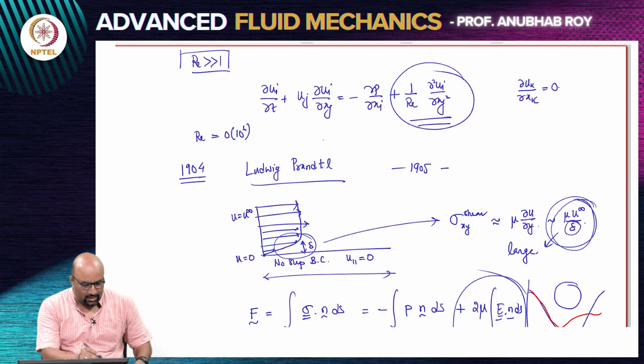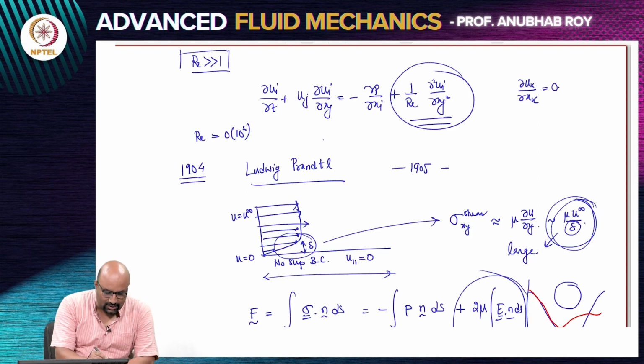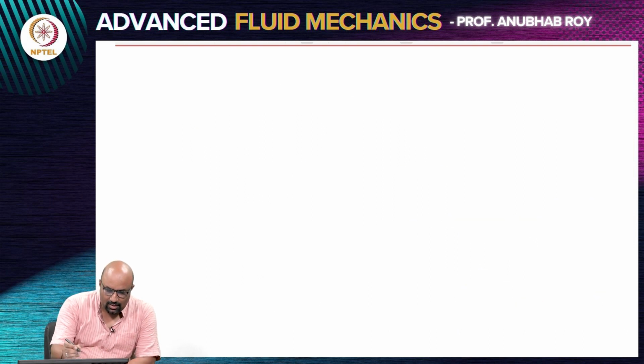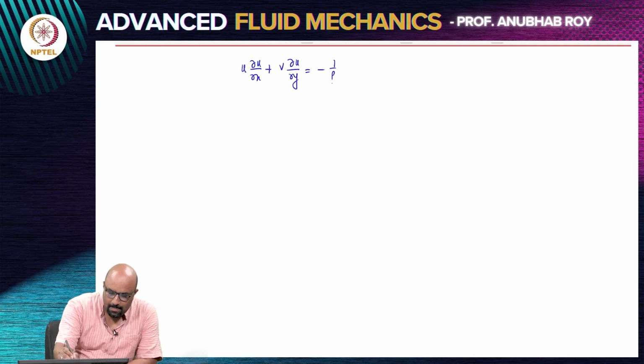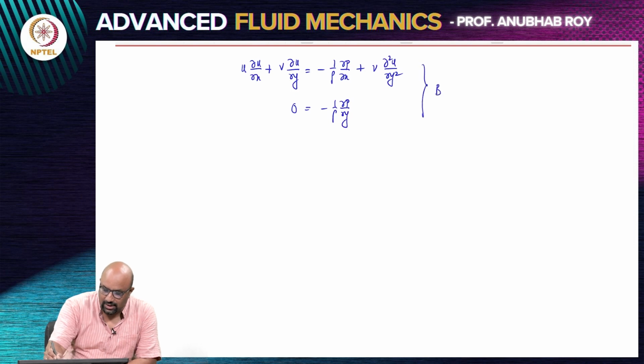So, in our previous lecture, we arrived at Prandtl's boundary layer equation, which was balancing the advective acceleration with the cross stream diffusion of your horizontal momentum. So, these are our boundary layer equations.